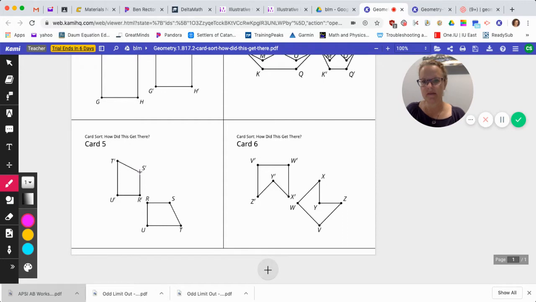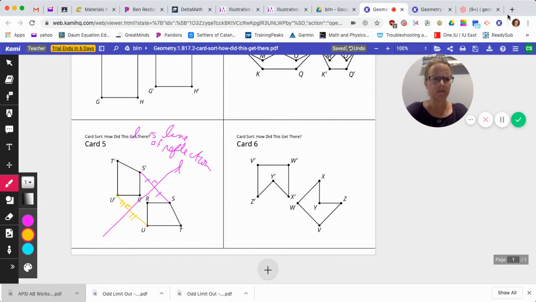If I connect S prime to S and I find the perpendicular bisector, that's the perpendicular bisector, and I'll name this line L. That means L is the line of reflection. Okay, I can do that with any 2 points. I can connect the image and the pre-image point and find the perpendicular bisector. And that perpendicular bisector is your line of reflection.